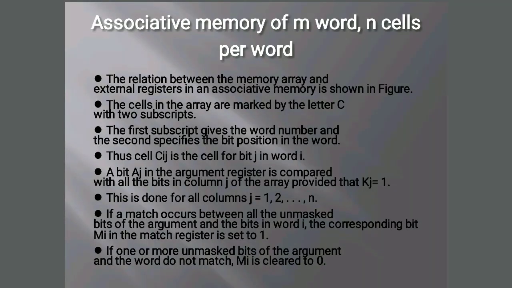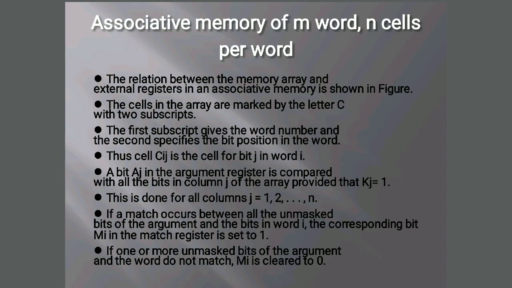Associative memory of M words, N cells per word. The relation between the memory array and external registers in an associative memory is shown in the figure. The cells in the array are marked by the letter C with two subscripts. The first subscript gives the word number and the second specifies the bit position in the word. Thus cell C_IJ is the cell for bit J in word I.